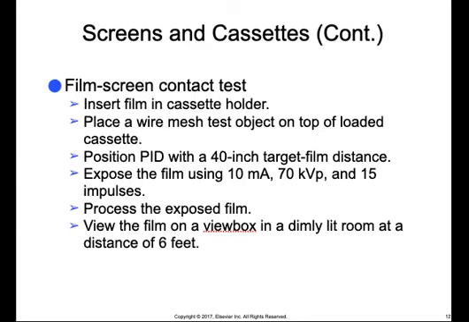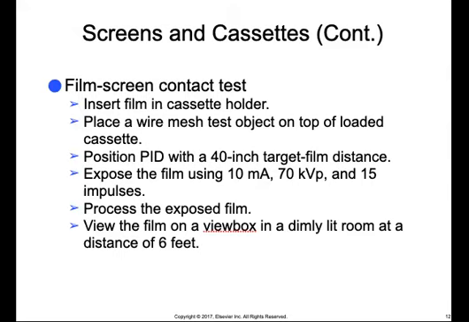So the exposed film will show either adequate contact or inadequate contact, meaning the density that is exhibited. And in order to check for the contact, we can do a contact test. To do this, we'll first insert a film into the cassette holder, and then we'll place a wire mesh on top of the loaded cassette.